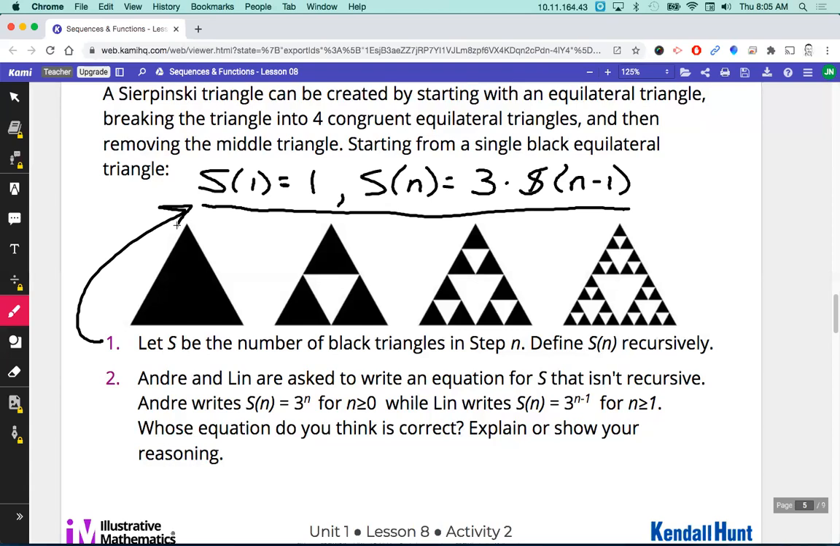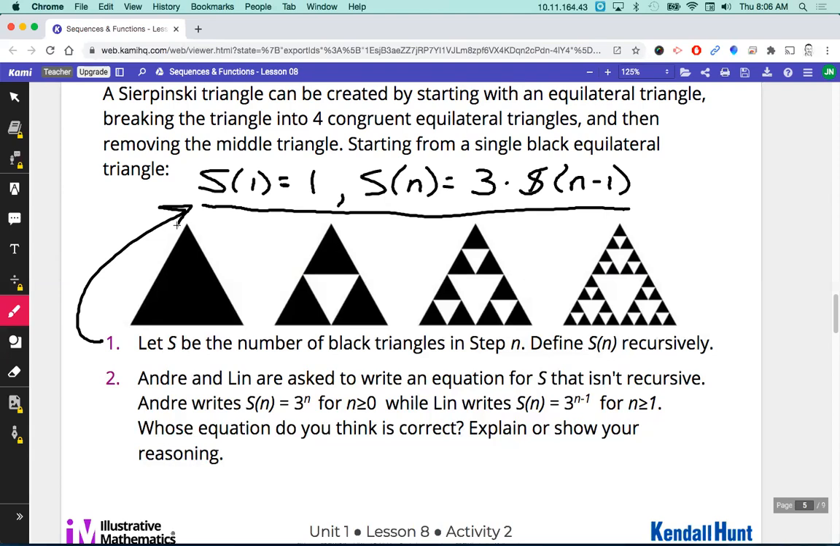In this situation, they're both correct. Okay? And it's all based on what you're trying to define. Right? In the first one, S of n equals 3 to the n power for n is greater than or equal to 0. If we start at 0, we plug a 0 in there for 3 to the 0 power, you're going to get 1. Okay? So if we define that this triangle represents our starting point, not the first thing in the sequence, and our starting point would be term 0.